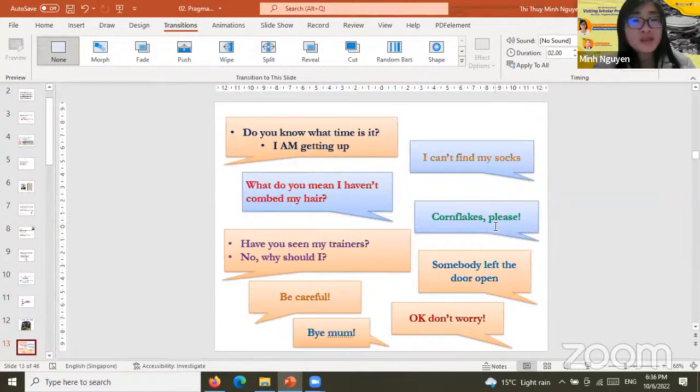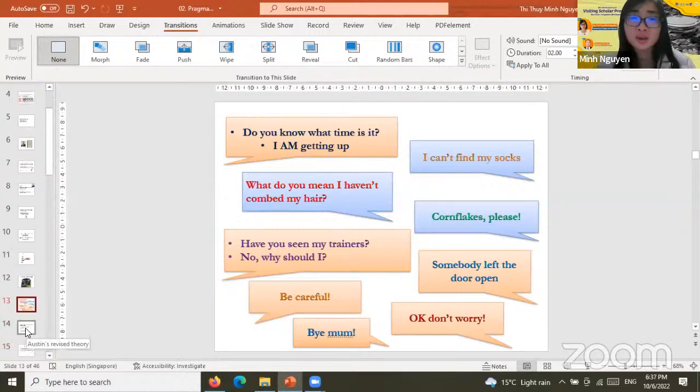Have you seen my trainer? No. Why should I? Or, be careful. Bye, mom. Don't worry. Somebody left the door open. They all have a function. They all function to do something. So when you say somebody left the door open, it may be a request for your sibling to close it, for example. So the problem with Austin's dichotomy, or distinction, between constative and performative is that the boundaries between the two types of statement are very blurred.